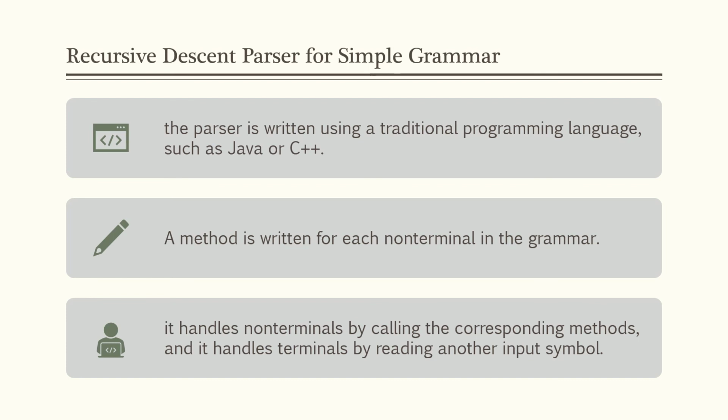So what does it mean? Each of the non-terminals will be represented using a method. It means that you need to create a method for each of the non-terminals. And for the terminals, it is actually your input string, which means that will be the input that you need to read in your code. Okay.